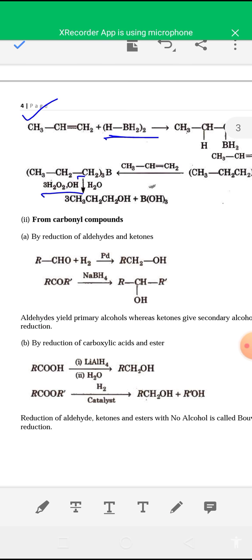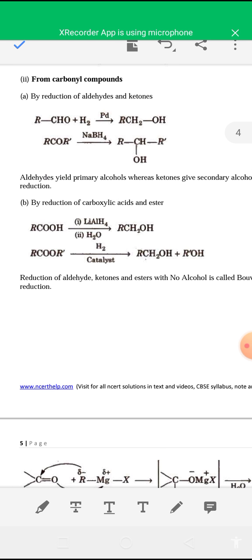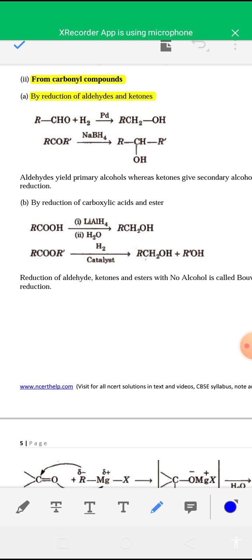The next method is from carbonyl compounds. This is actually the reduction method, reduction of aldehyde and ketone. By reduction of aldehyde and ketone you can get alcohol. When an aldehyde or ketone is reduced by a reducing agent like H2/palladium, the CHO group will be converted into the CH2OH group.